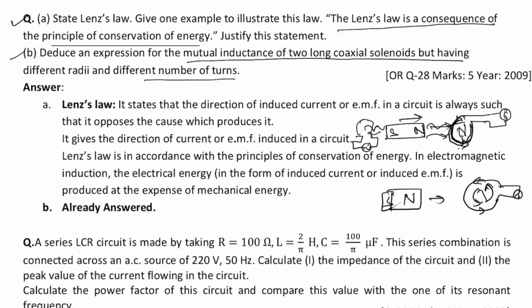If a south pole is approaching, then the direction, this is the galvanometer, the direction will be like this, correct? Along this, so that the south pole will get opposed. So this is Lenz's law. And the second part, coaxial coil mutual inductance derivation, we have already done. Next question.